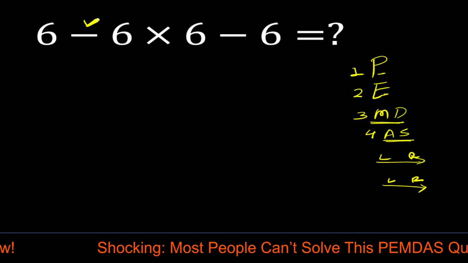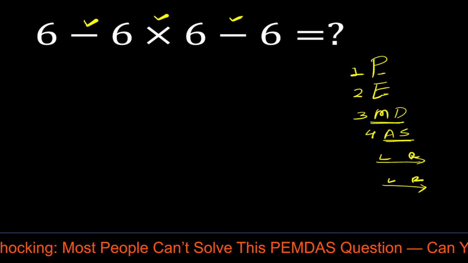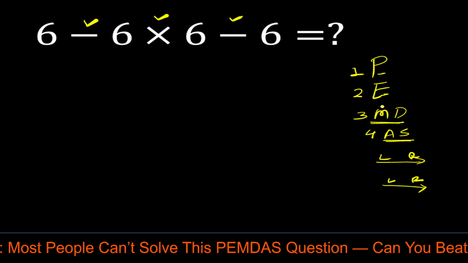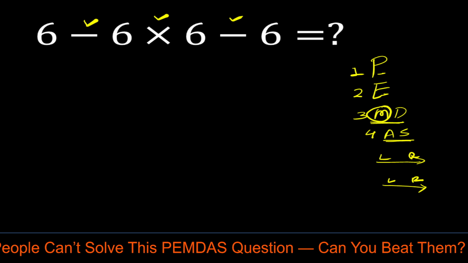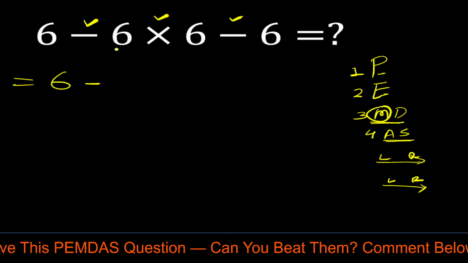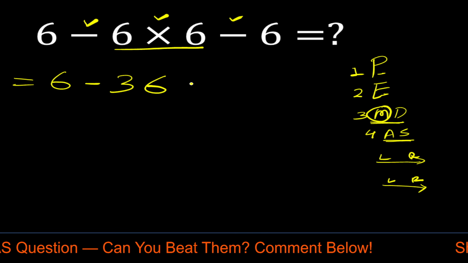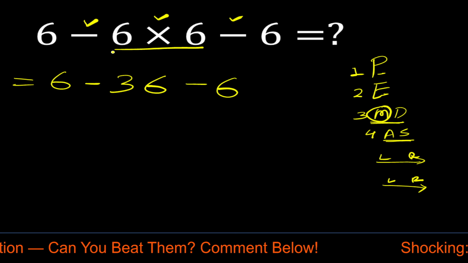So we have to solve it from left to right. So in this question, here we have one subtraction, here multiplication, and here we have also one subtraction. So according to PEMDAS rule, first we have to solve multiplication, right? So now 6 minus, now solve this multiplication, 6 times 6 is equal to 36 minus 6.